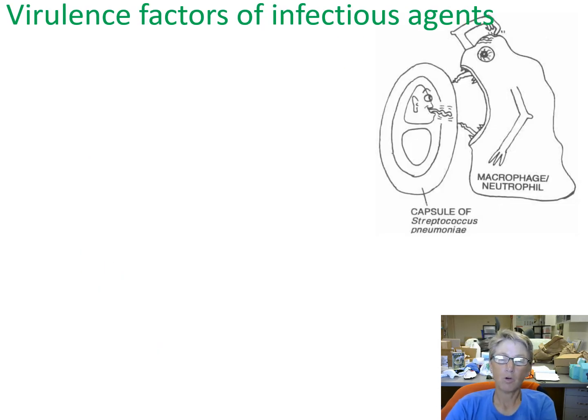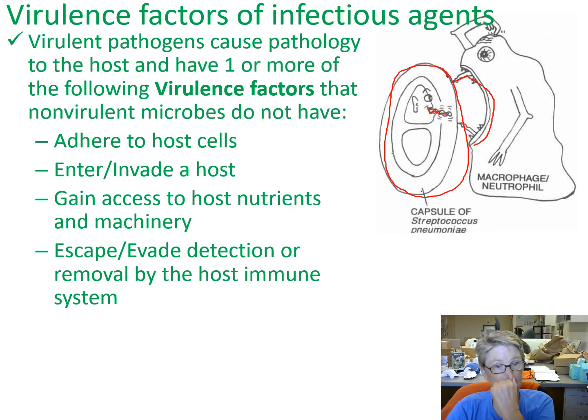Okay, check out this cartoon. So here's a Streptococcus pneumoniae. It's got this sweet capsule around it to protect it, and it's kind of sticking its tongue out here to a macrophage, or it could be a neutrophil, trying to phagocytose this Streptococcus pneumoniae, but sorry, macrophage, it's got a capsule on it. You can't quite sink your teeth into it. So virulent pathogens, that's like Streptococcus pneumoniae, cause a pathology to the host, that's you, and they have one or more of the following virulence factors that non-virulent microbes don't have. So non-virulent microbes won't cause disease. Virulent microbes or virulent pathogens will cause disease.